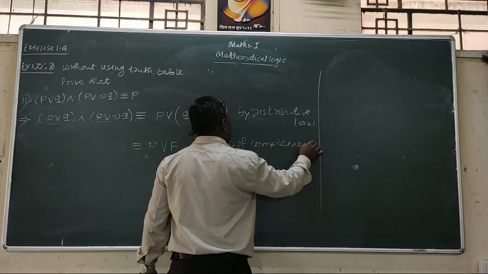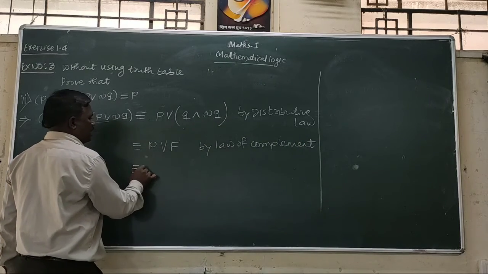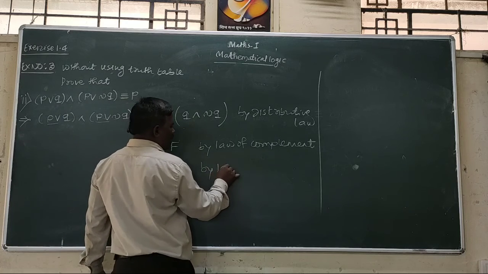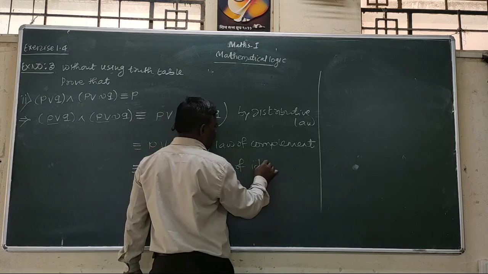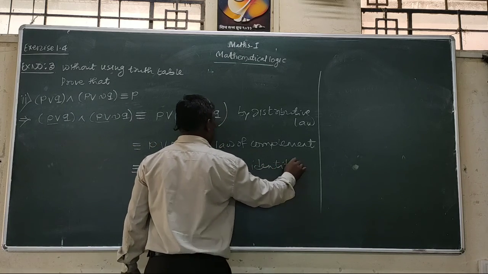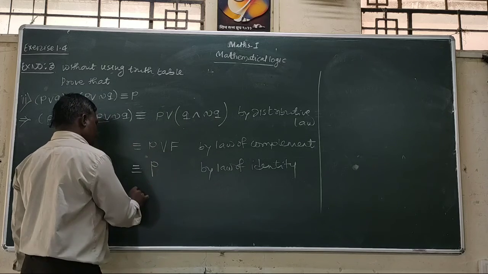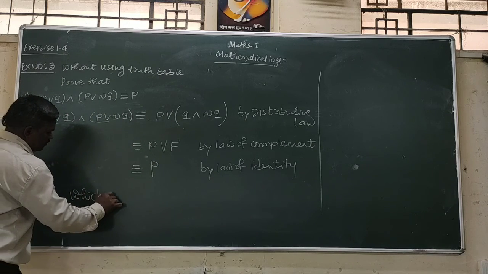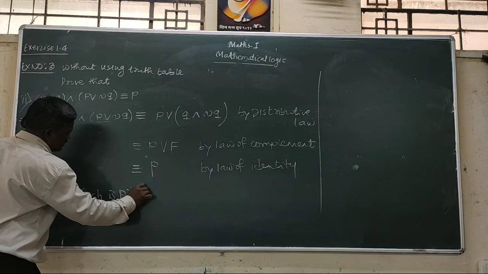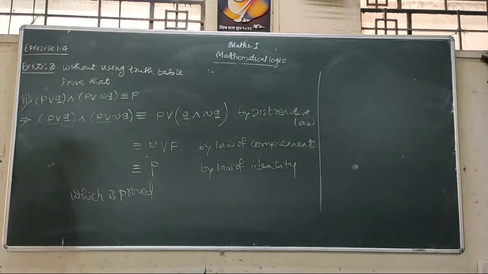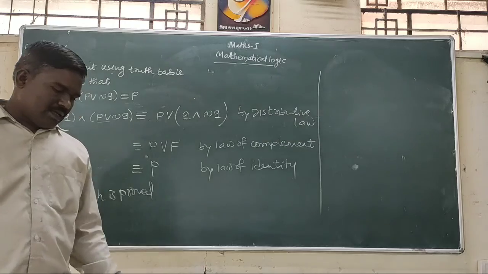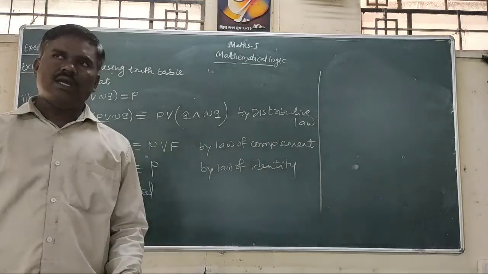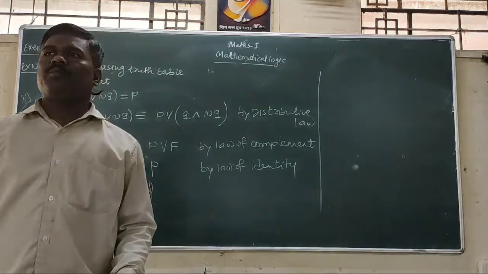Okay, therefore which is equivalent to P disjunction जर false असेल तर by law of identity it becomes P. Okay, and which is the RHS. That is the second example. Okay, and solve some remaining examples. Okay, thank you. This exercise 1.4 complete here.